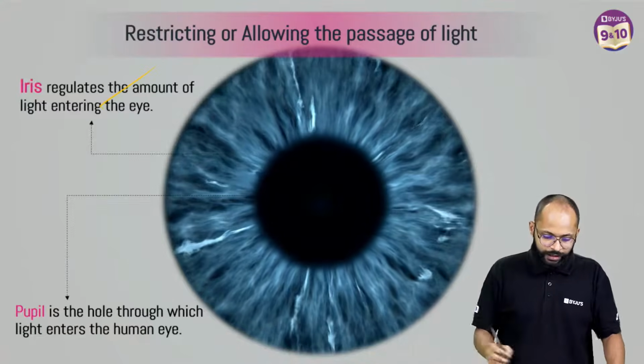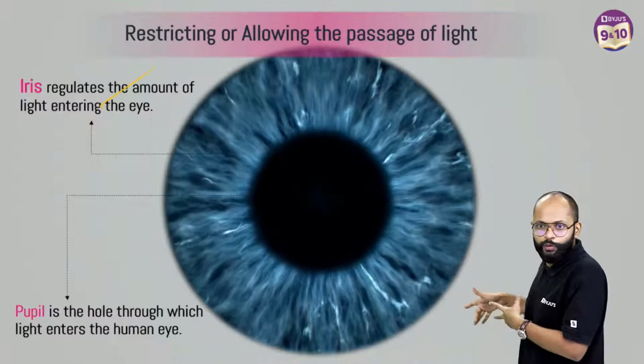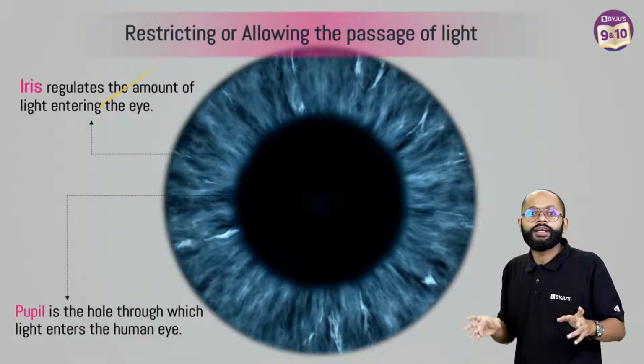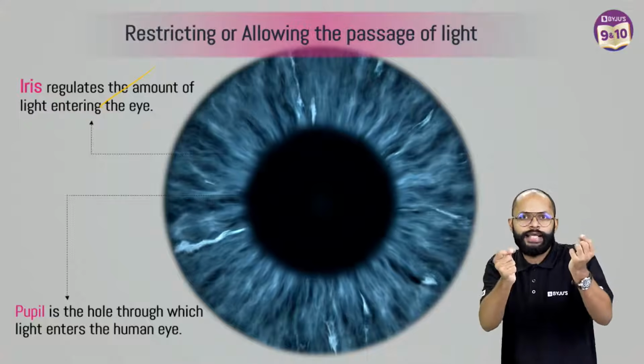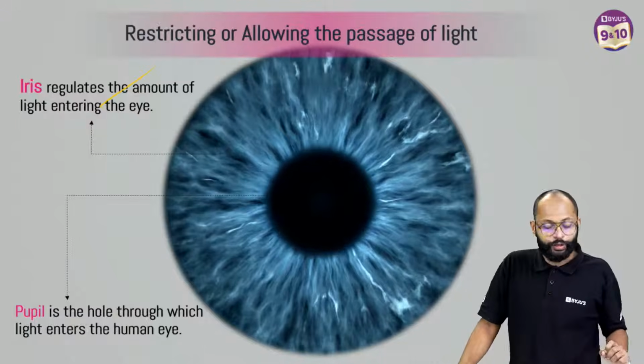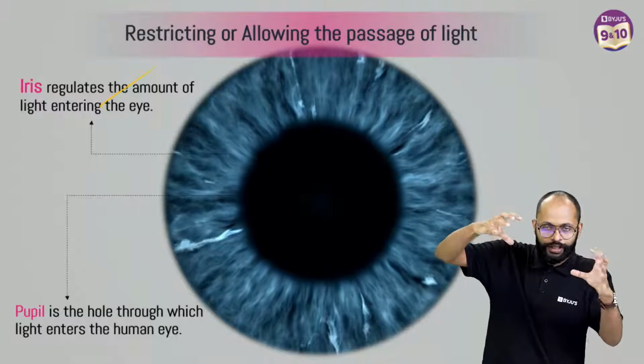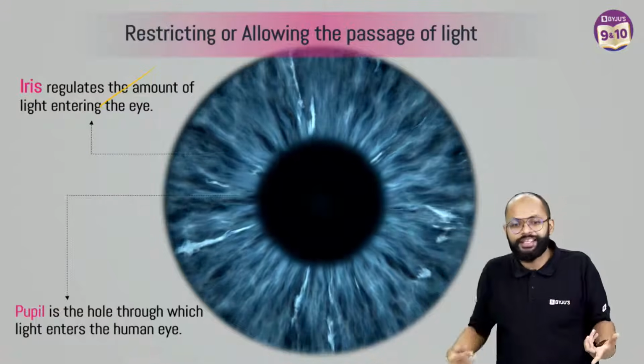But sir, what is this nice bluish thing around it? It is muscles actually. It is the iris, we call it. Iris regulates the pupil size. So iris is a set of muscles which control the size of the pupil.